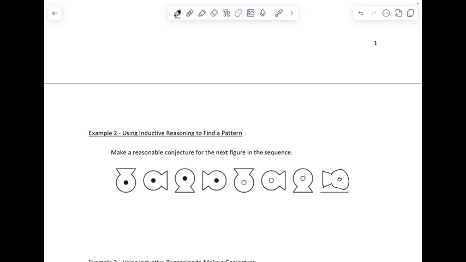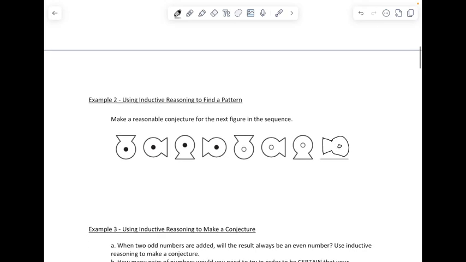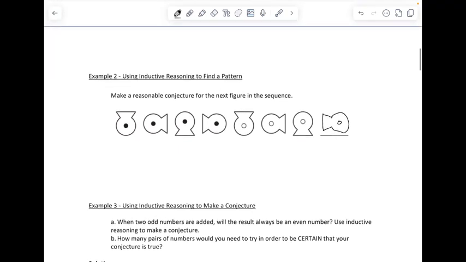Right? That would make sense based off of what we observe. So again, that's an example of inductive reasoning, reaching a conclusion based off of a limited amount of data. Let's look at another example of using inductive reasoning to make a conjecture. When two numbers are added, will the result always be an even number? Okay, so we want to use inductive reasoning to make a conjecture.